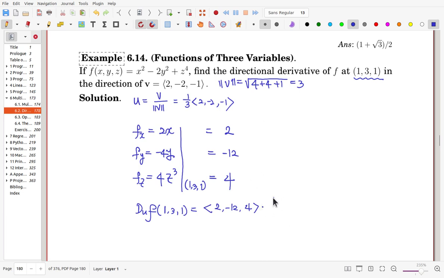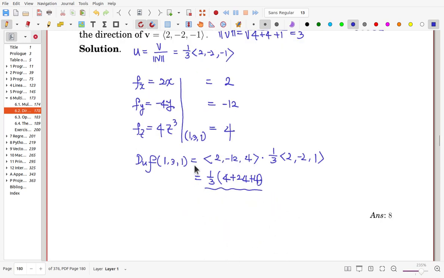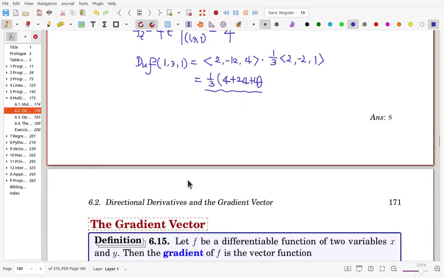with 1/3 of (2, -2, -1). Yeah, that was quite simple. Now 1/3 is a constant, and this one is 4 plus 24 plus 1. In fact, the last one is 4. Right? 4 plus 24, last one minus 4. Okay, so you can finish the computation.